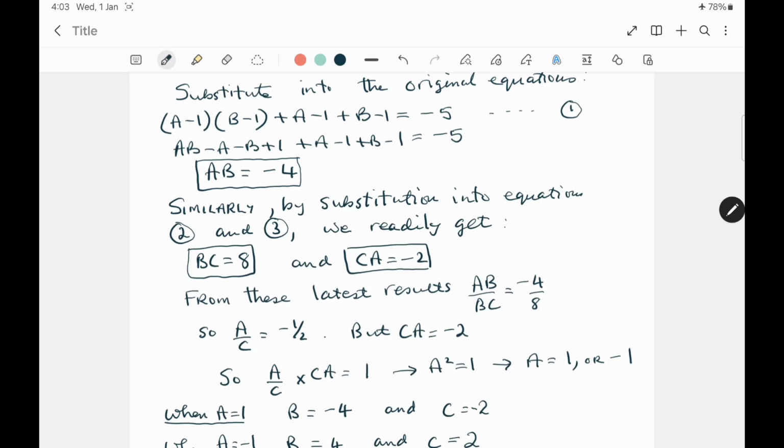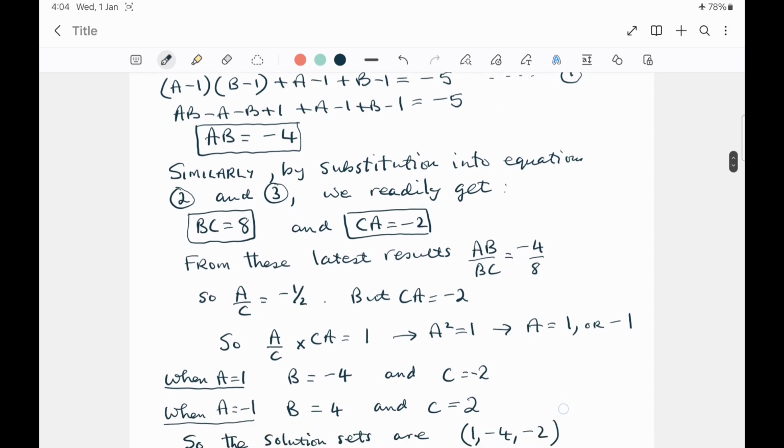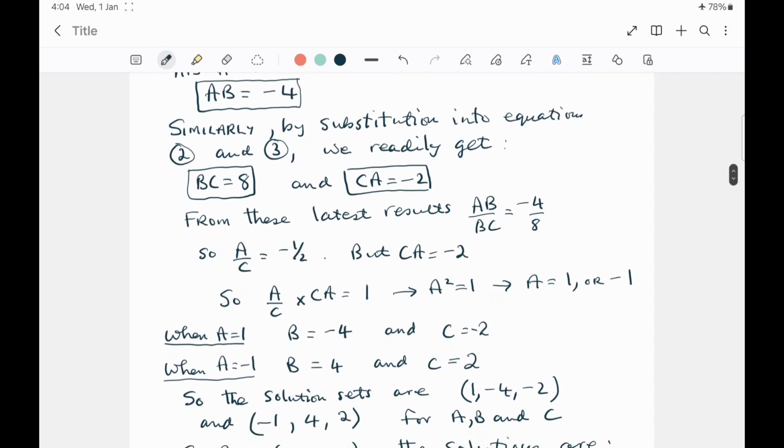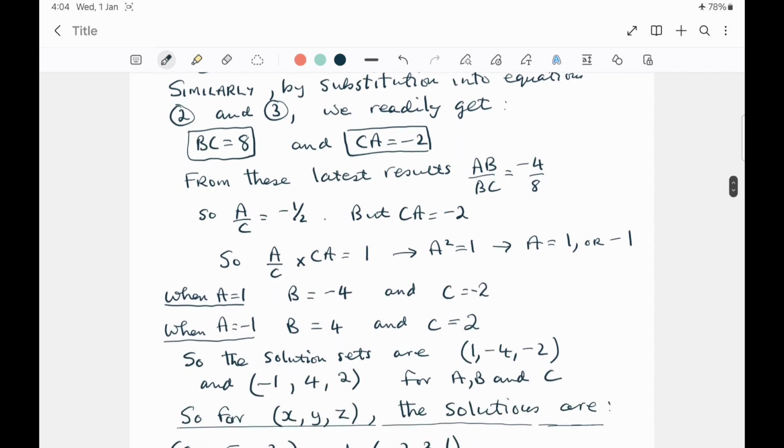And then going back to the previous expressions in boxes, when a is 1, you can see that b is -4 and c is -2. And if a is -1, then b is +4 and c is +2. So the solution sets for a, b, c are 1, -4, -2 and -1, 4, 2. That's for a, b, and c.